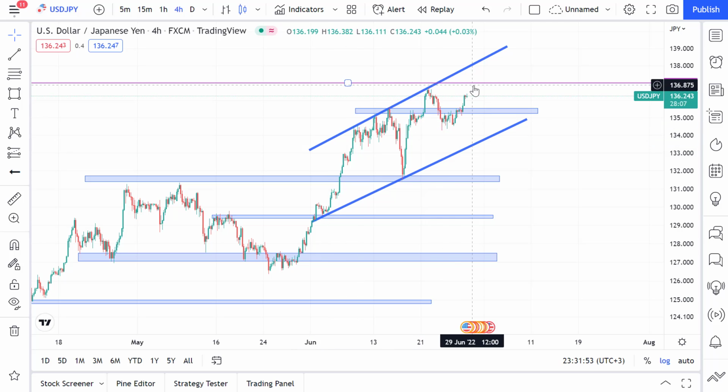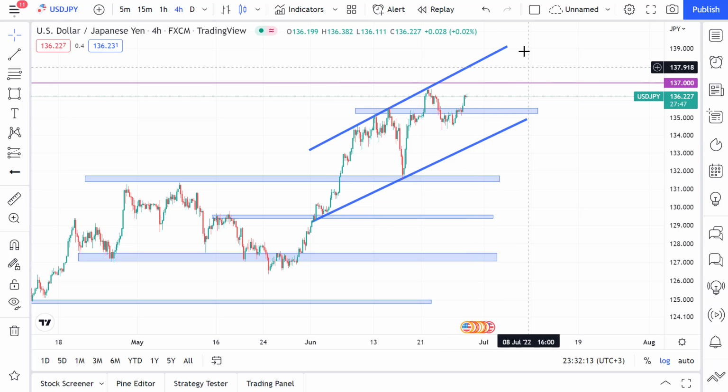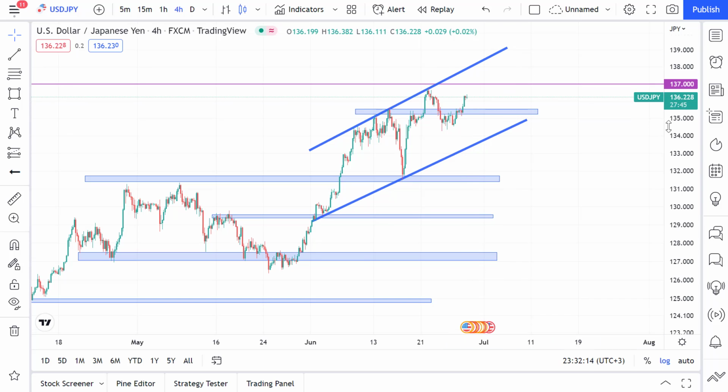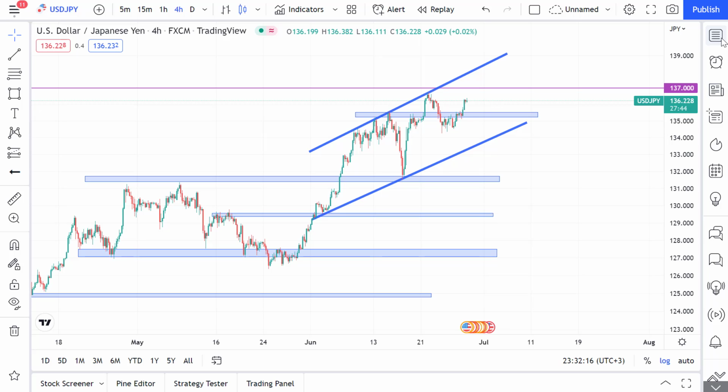The first resistance it can have for tomorrow would be 136 to 137, which is the historical zone, which is kind of resistance. But what I think would be the breakout of this zone, pullback, and we can see a stronger USD in comparison with Japanese yen.